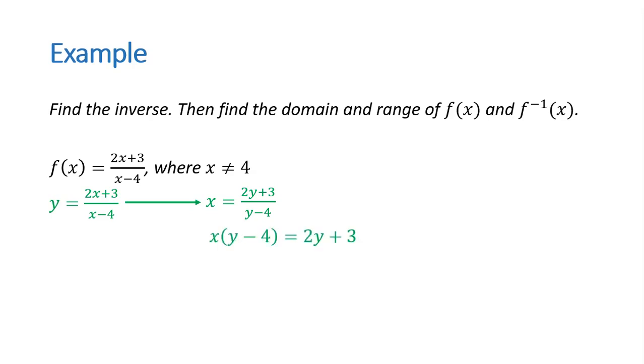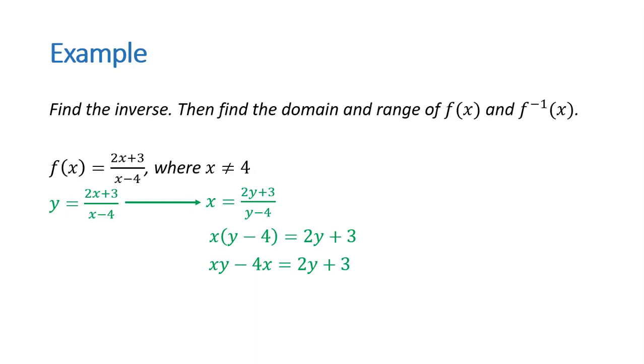So we have x times y minus 4, and then the denominator goes away on the right-hand side. Well, intuition should tell you now, okay, I need to distribute. That's correct. We need to distribute this x to the y minus 4. So we have xy minus 4x is equal to 2y plus 3.